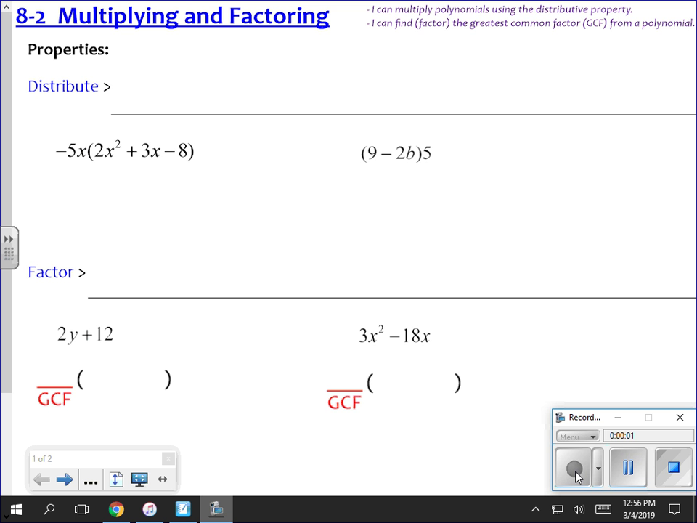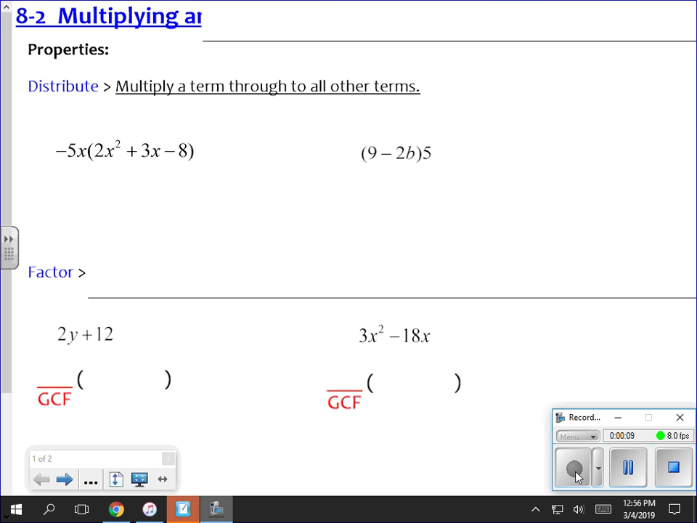To talk about two things today, but they are extremely related that we're doing. And you've actually done the first one before, distributing. Okay, you've done distributing before. We did this before. Okay. Distributing, multiplying a term through all other terms. So distributing isn't that big a deal. It's not that new. Good.